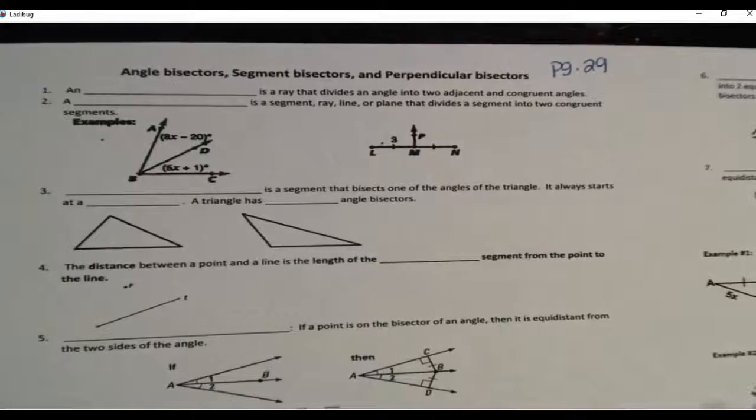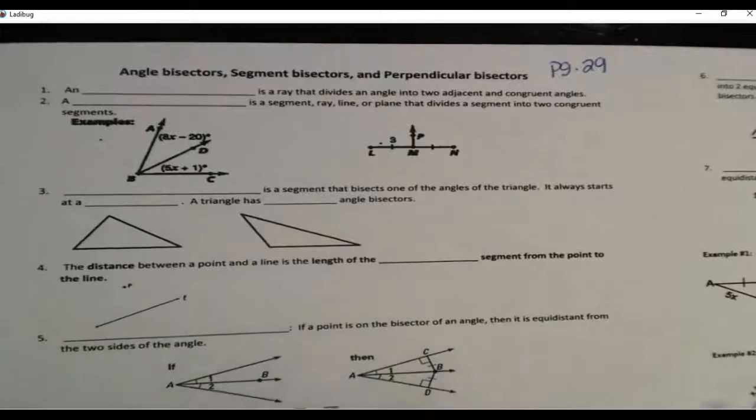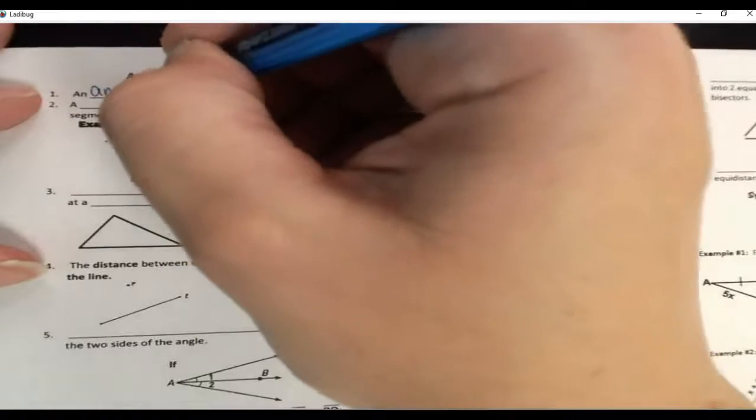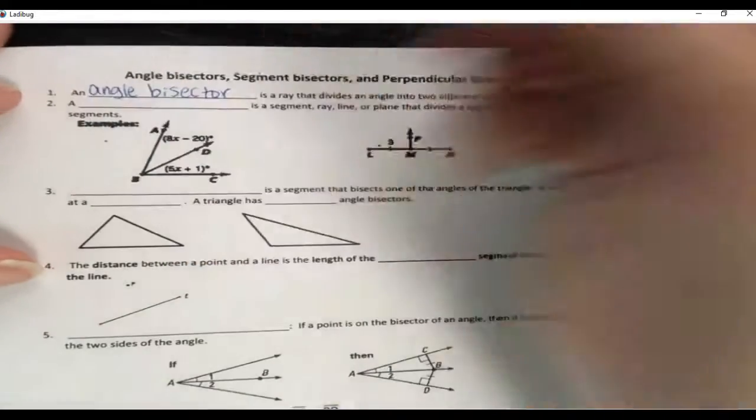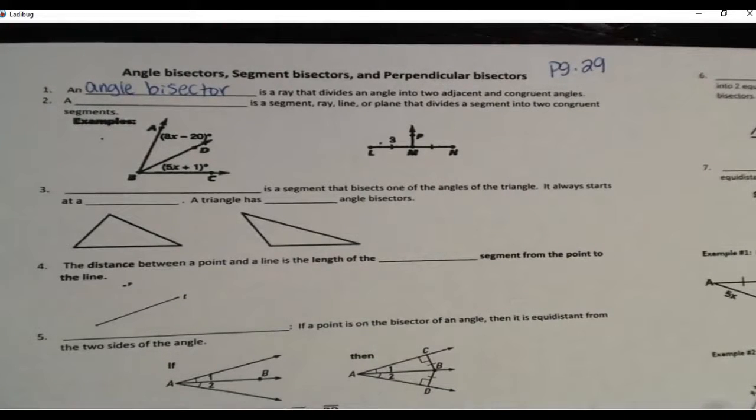So now we're going to look at angle bisectors, segment bisectors, and perpendicular bisectors. So, an angle bisector is a ray. So remember, a ray has an endpoint at one side that goes on forever at the other. And it divides an angle into two adjacent, which means they're side by side, they share a side, and congruent angles.